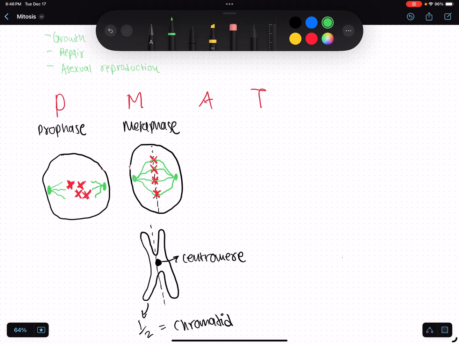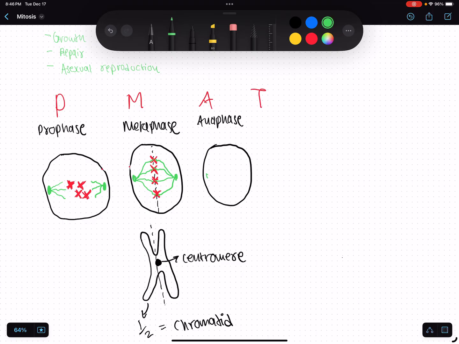Now we have the next phase called anaphase. Anaphase is essentially where these spindle fibers pull these chromatids apart from the centromere. They were attached to the centromere, and now in anaphase they're going to pull those two sister chromatids apart. So it's going to separate the chromosome, pulling it apart from the centromere with the help of those rope-like spindle fibers that play tug of war with the chromosomes and split them apart.